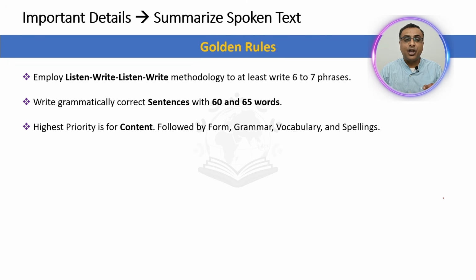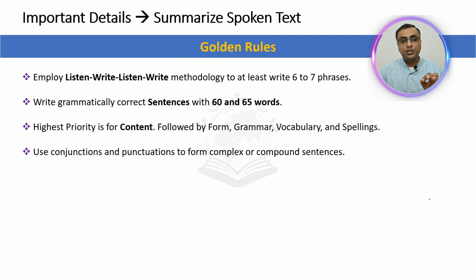Next, highest priority is given to content, and it is followed by form, grammar, vocabulary and spelling. For all of these things, you will get 2 marks, whereas for content, you will get a maximum of 4 marks. Next, use conjunctions and punctuation to form a complex or a compound sentence. Most of it is taken care of by the template structure itself. You have to key in your phrases. So that is how you can come up with a good and an appropriate response for the summarize spoken text question.